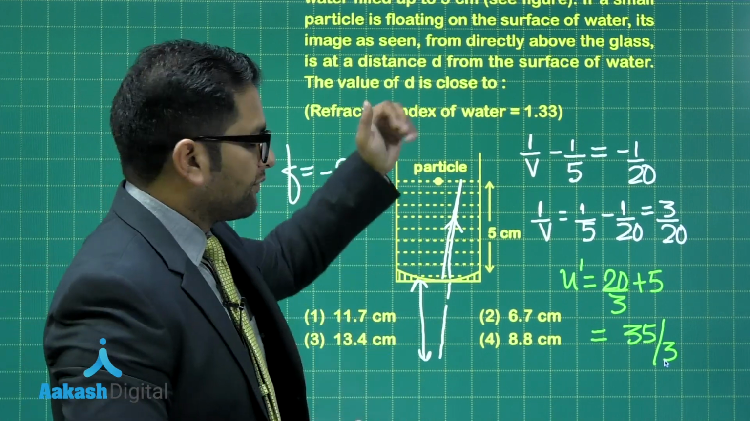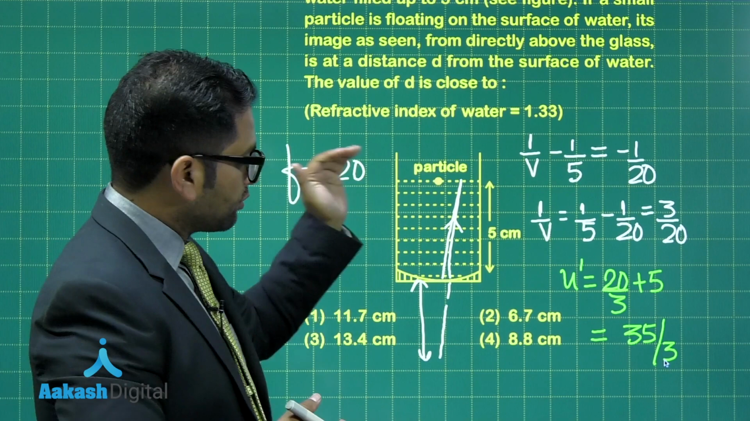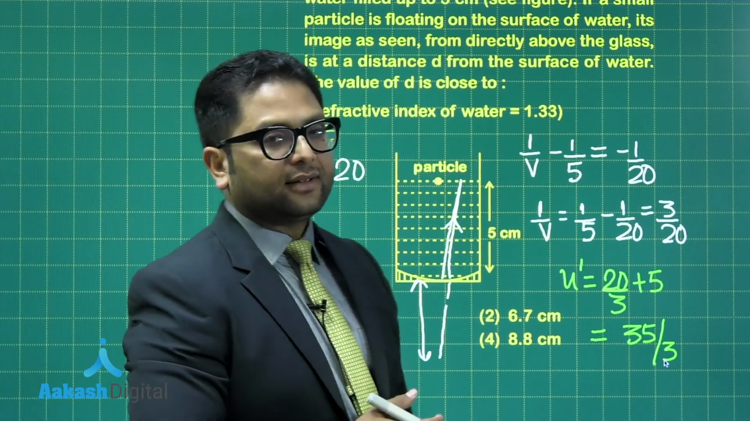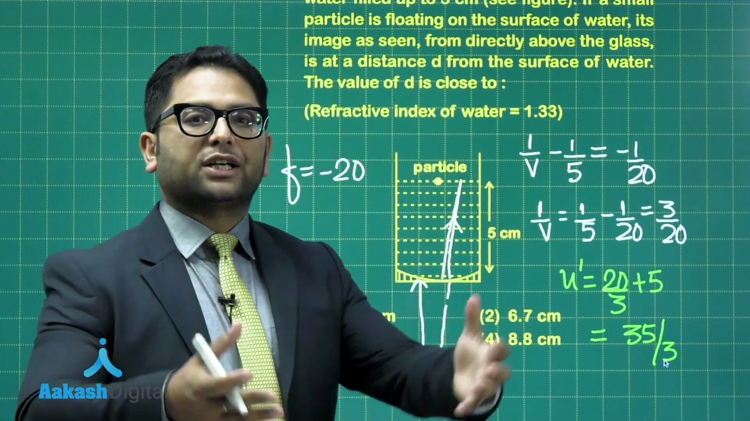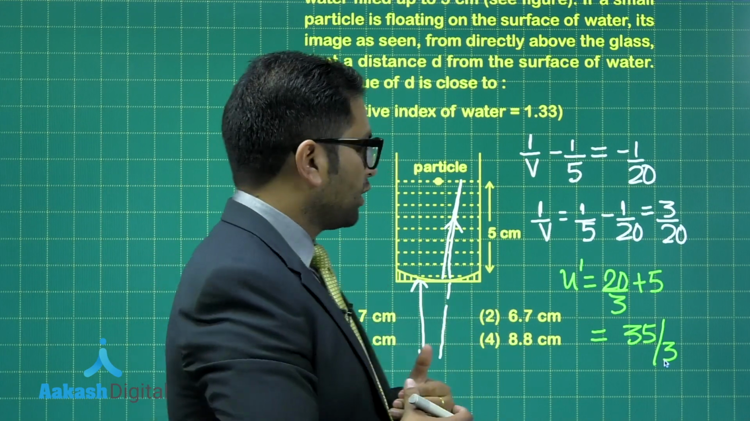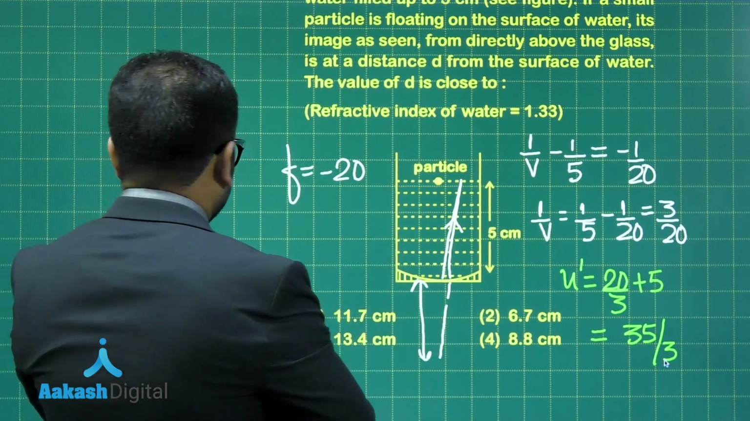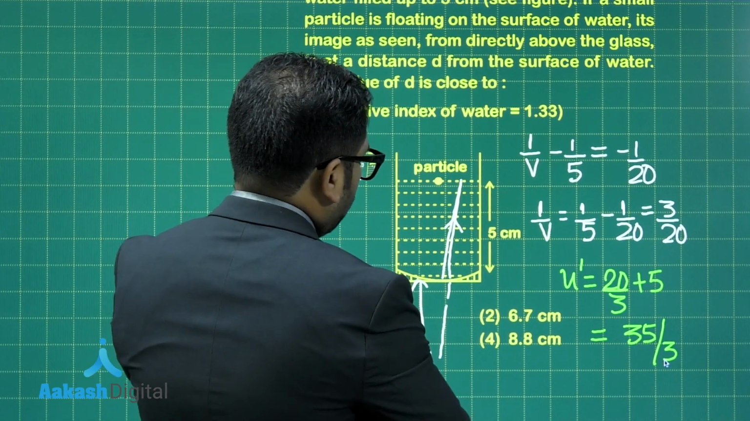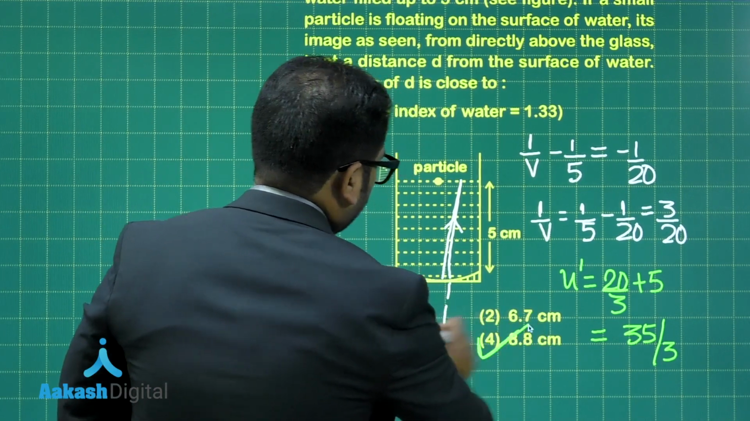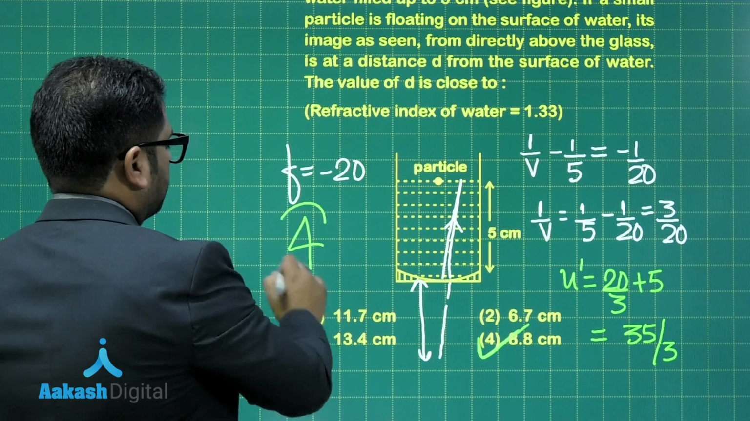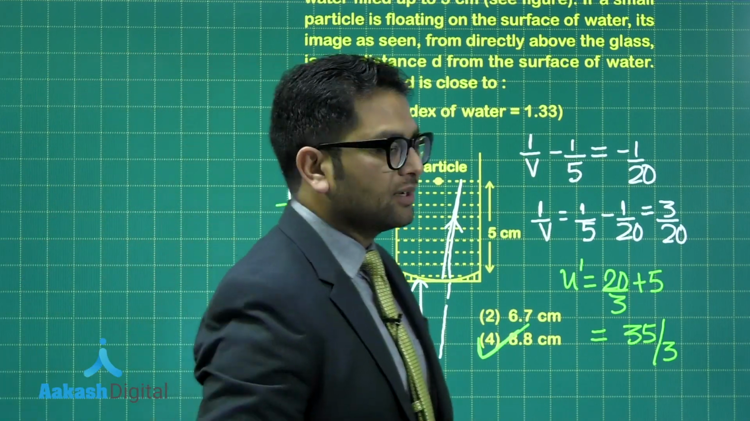And then a refraction. So ray going from denser to rarer, that will be 35 by 3 divided by mu, which is 4 by 3. So effectively, the image distance would be 35 by 4, and that would be 8.8 centimeter. So option number 4 is the correct one for this question.